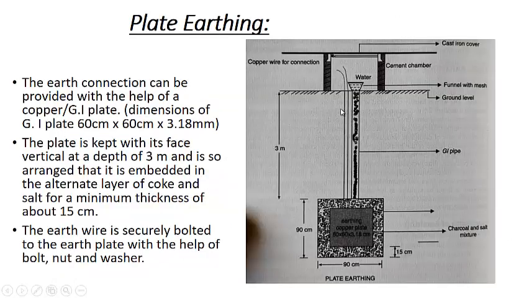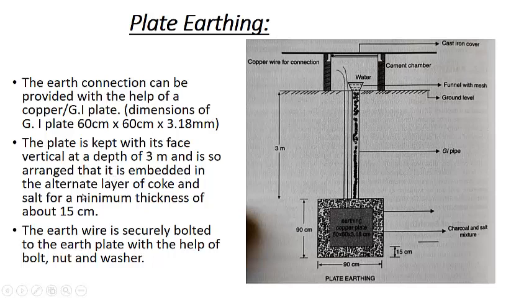Now we have plate earthing. The earth connection can be provided with the help of a copper or GI plate. The dimensions of the GI plate should be 60 by 60 cm by 3.18 mm. That is this plate, and it is buried into the earth. The plate is kept with its face vertical at a depth of 3 meters. You can see from here to here, it is kept at a depth of 3 meters, placed vertically, with its face vertically upwards.